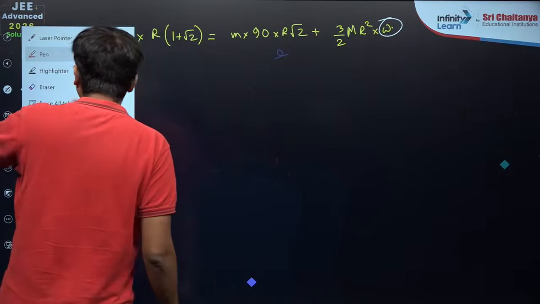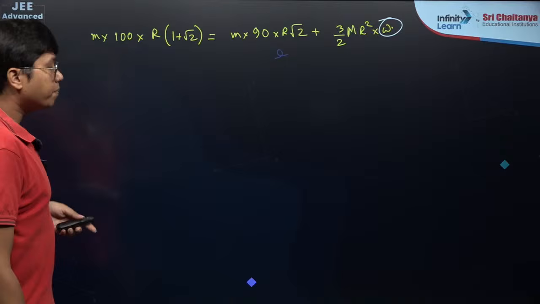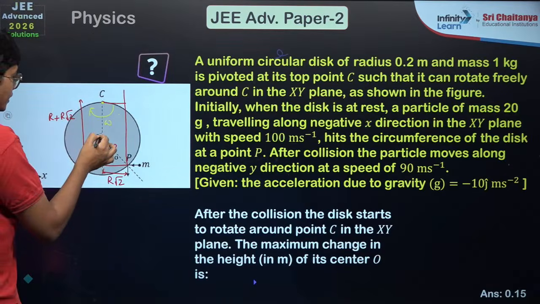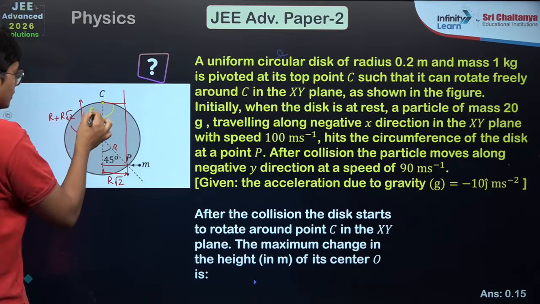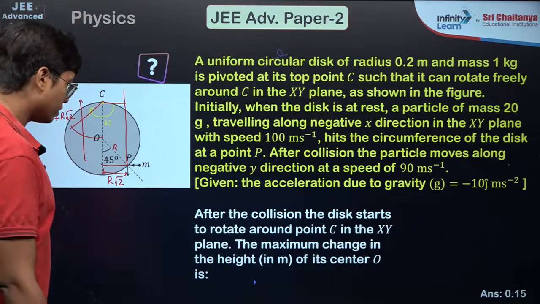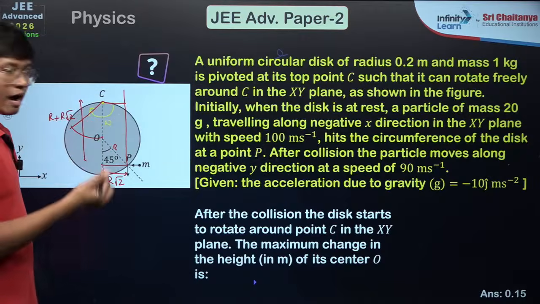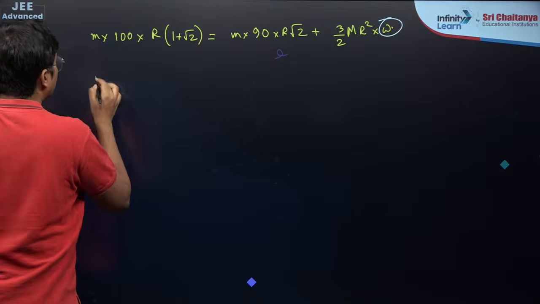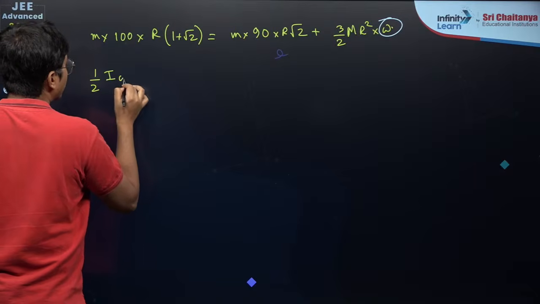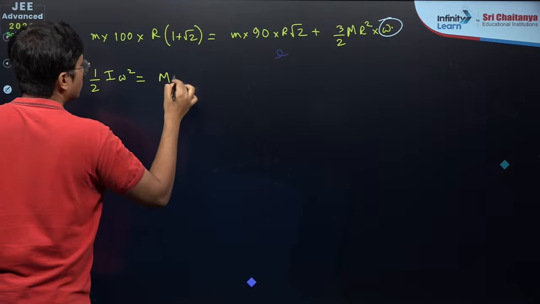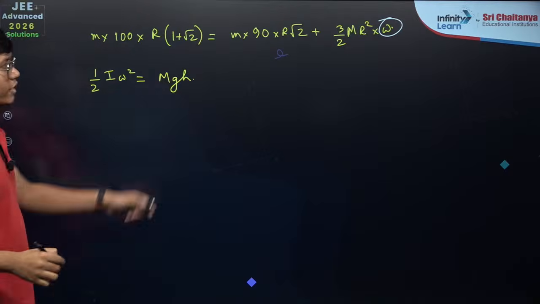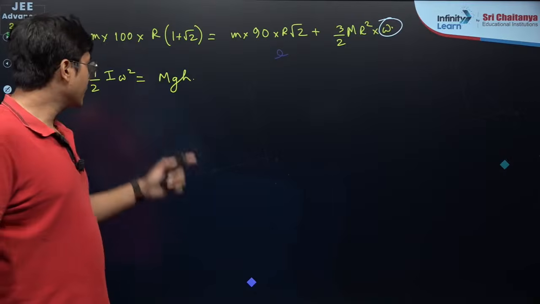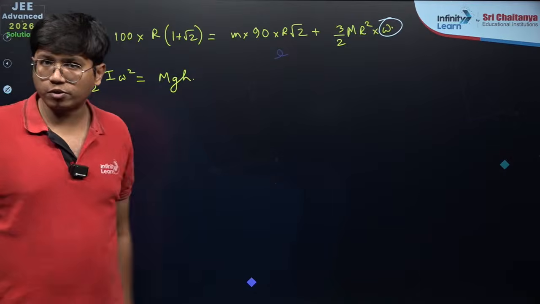Once you get the omega, then you think about the change in the potential energy because of this kinetic energy. So this center of mass is basically going to turn like this. They're asking what change in height. So basically half I omega square is equal to mgh. Once you get the omega from there, plug it in, you can solve for it. Here you get the kinetic energy. Again, use I as 3 by 2 mr square over there.